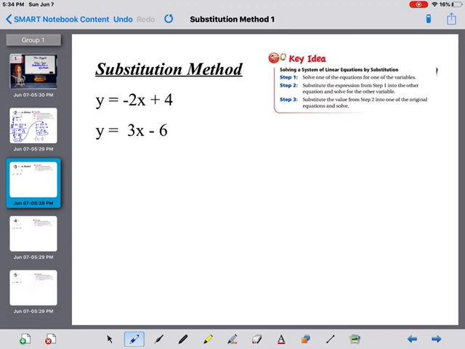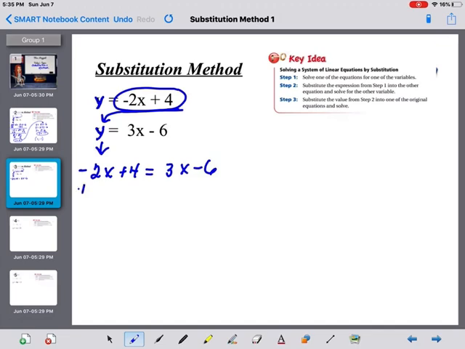Okay, let's take a look at a second problem. Here again, I have two equations. They are both already solved for y. So I have y equals negative 2x plus 4 and y equals 3x minus 6. In this top equation, since y is equal to negative 2x plus 4, I'm going to take that expression and put that in for y in the second equation. So in place of y, I'm going to have negative 2x plus 4 is equal to 3x minus 6, and I'm going to go ahead and solve for x.